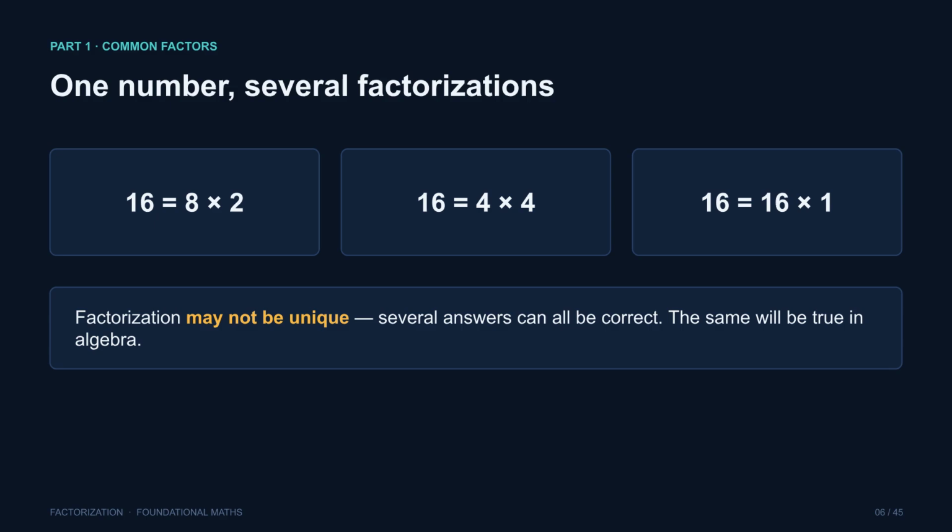Algebra works the same way. 16 can be written as 8 times 2, 4 times 4, or 16 times 1. Factorization is not always unique. Keep this in mind, because algebraic expressions behave the same way.